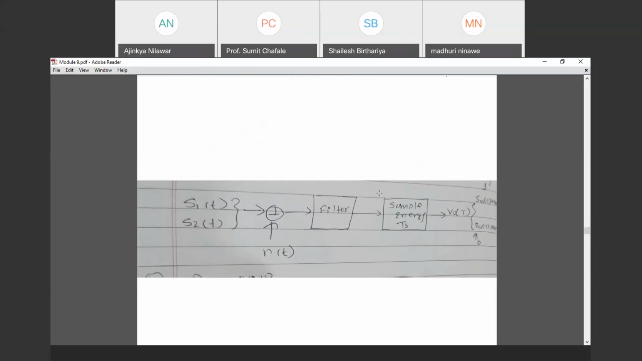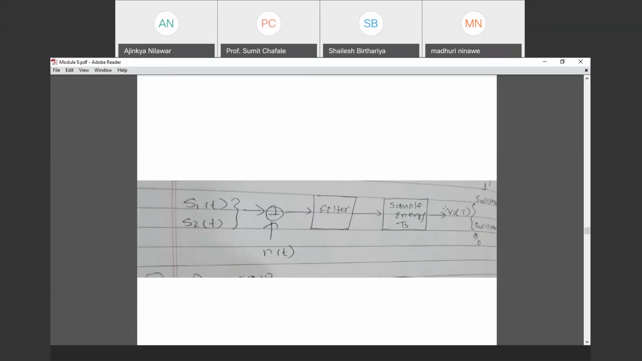Okay. The next concept is related with the matched filter. What do you mean by matched filter? Whenever we are using different modulation schemes, ASK, PSK, FSK, for demodulation we require detection at the receiver side. So this is the typical example of a matched filter. Consider two signals, S1 of t, S2 of t, which we are having at the receiver along with noise. So what is the role of the filter? Remove that noise and pass this signal.